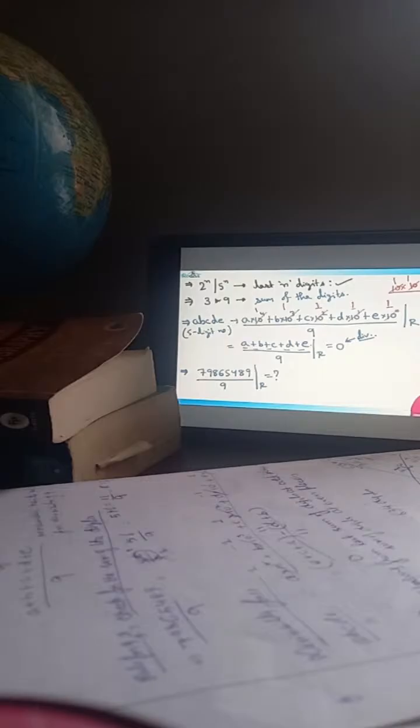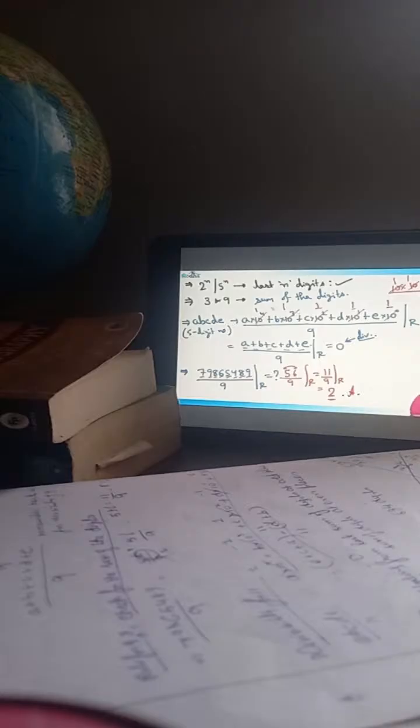We will simply check the sum of the digits. 7 plus 9 is 16, plus 8 is 24, plus 6 is 30, plus 5 is 35, plus 4 is 39, plus 8 is 47, plus 9 is 56. So 56 by 9, remainder? Again I can add: 5 plus 6 is 11. So 11 by 9, the remainder is 2. So for 3 and 9, I always have to check the sum of the digits.